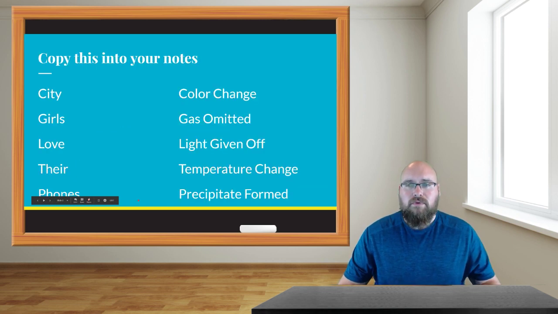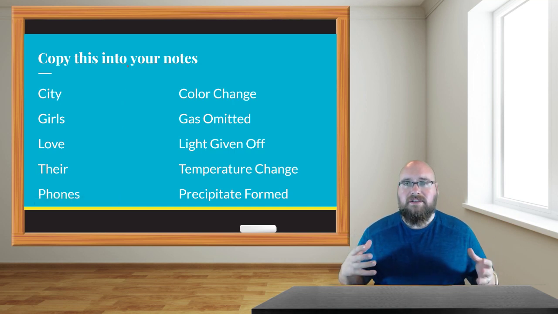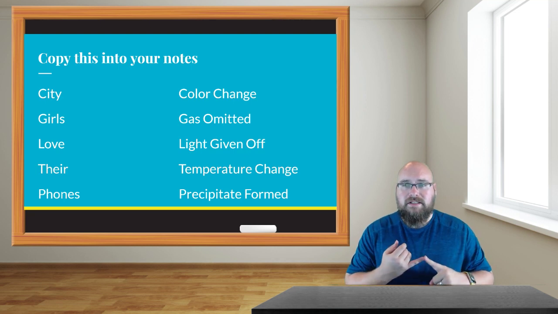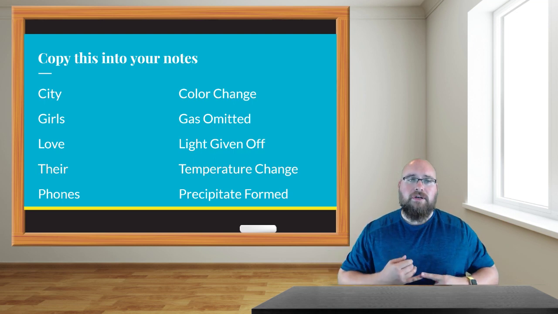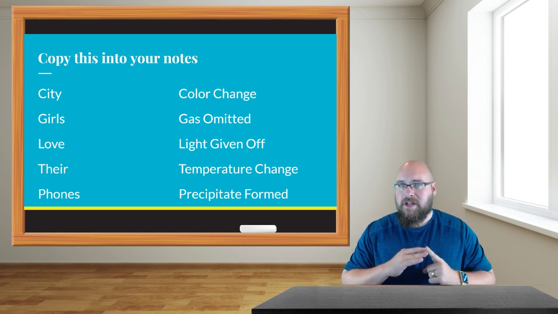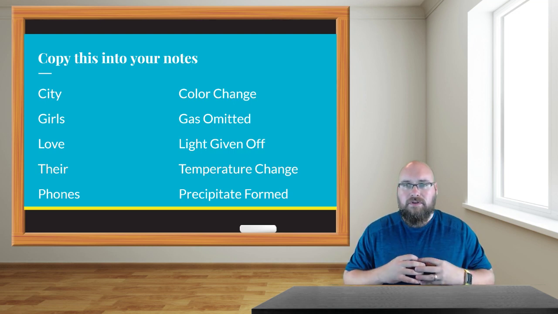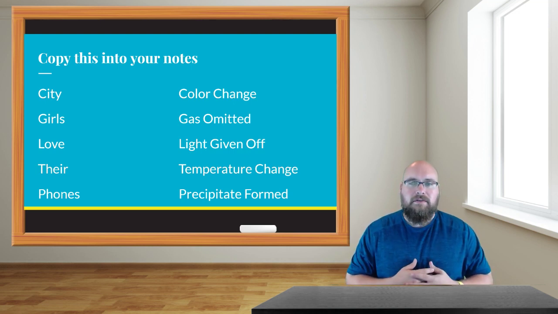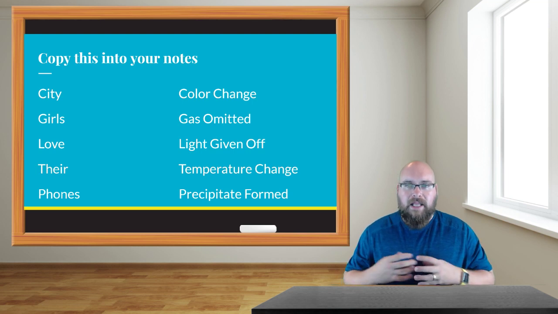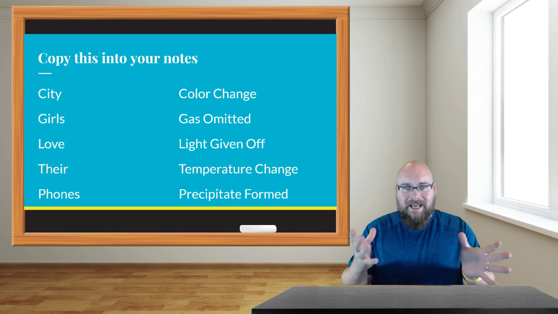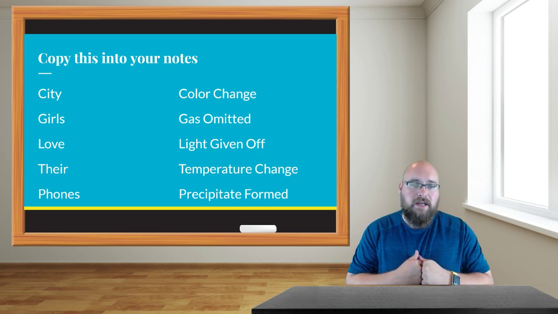There's a great way to remember the ways of telling a chemical change has occurred, and it's through this sentence: City girls love their phones. City stands for color change during the reaction, so we know it's a chemical change. Girls stands for gas emitted. If we get gases, bubbles, something like that, then we know that something new has been made. Love stands for light given off. If A and B come together and we get light, that's a sign that something new is being made.